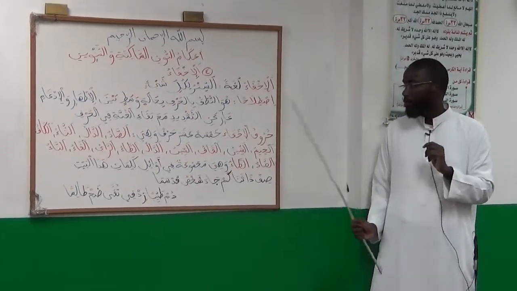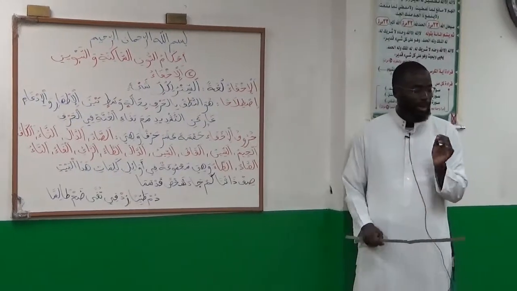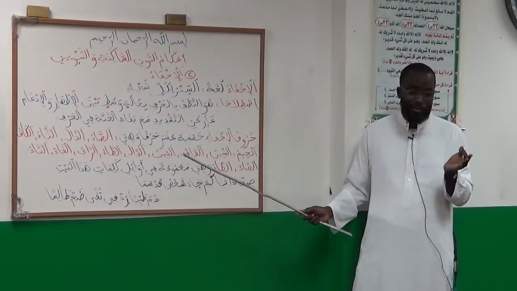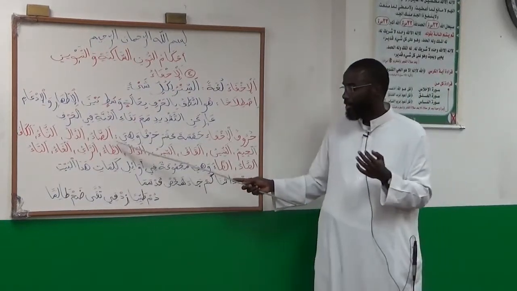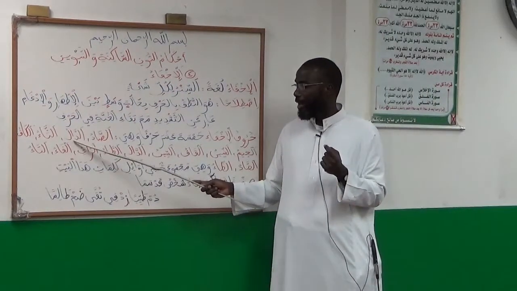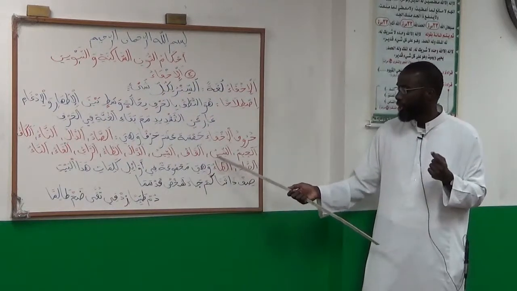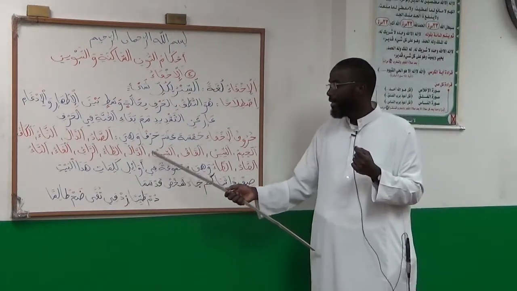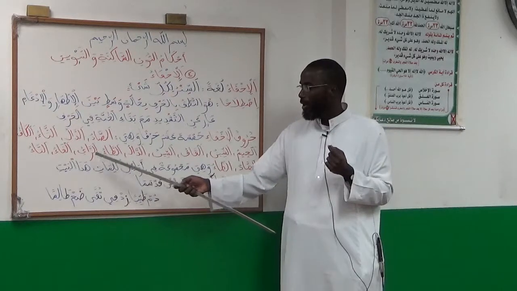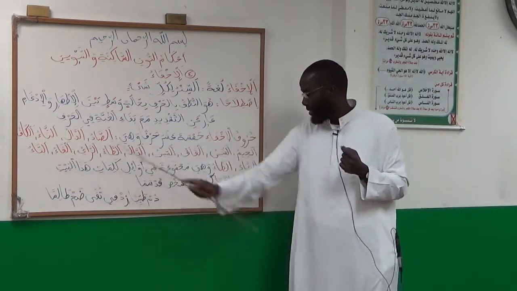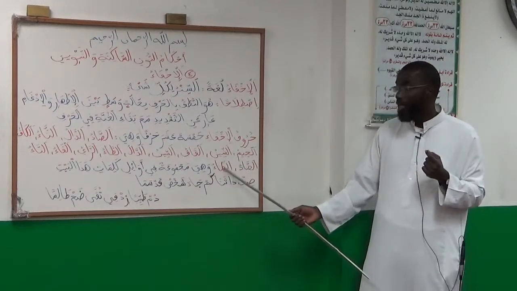We'll see examples. حروف الإخفاء. What are the letters of الإخفاء? 15 حرفا, 15 letters. And these are the letters: صاد, ذال, ثاء, كاف, جيم, شين, قاف, سين, دال, طاء, زاي, فاء, تاء, ضاد, and ظاء.